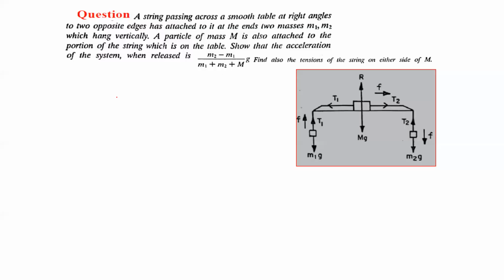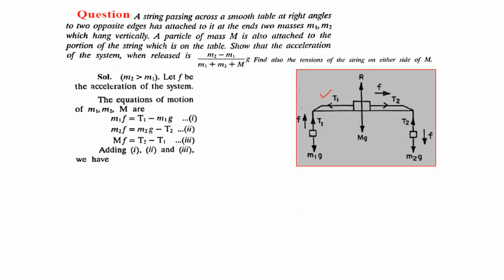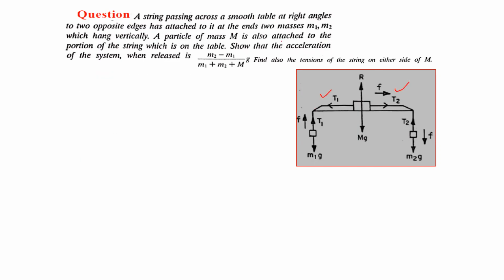Next question is, a string passing across a smooth table at right angles to two opposite edges has attached to it at the ends two masses m1 and m2 which hang vertically. So this is the string which is passing over both of the edges of the table, and at the ends are two masses m1 and m2 which hang vertically.